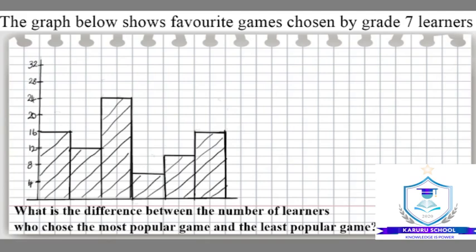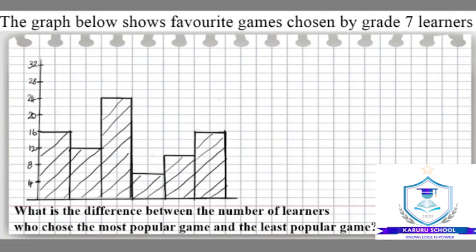The question reads, the graph below shows favorite games chosen by grade 7 learners. So we have been presented there with a graph. We are expected to interpret the graph and then respond to the question therein. The question reads, what is the difference between the number of learners who chose the most popular game and the least popular game? To tackle this question, we will need to identify several things.